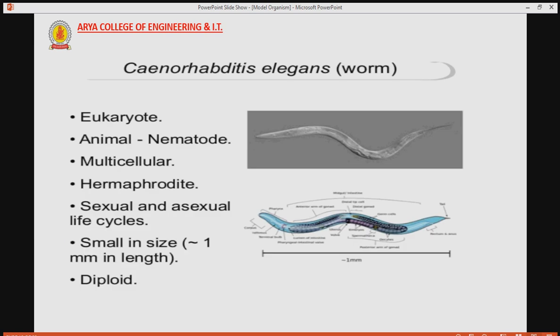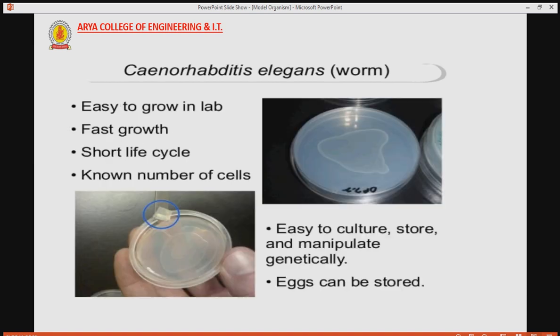Next is Caenorhabditis elegans, called C. elegans. It is a worm. It is used in scientific research with no ethical issue. It is eukaryotic. Its nucleus is well developed. It belongs to the animal kingdom. It is multicellular. It is hermaphrodite. It may reproduce by sexual as well as asexual methods. It is small in size and diploid.